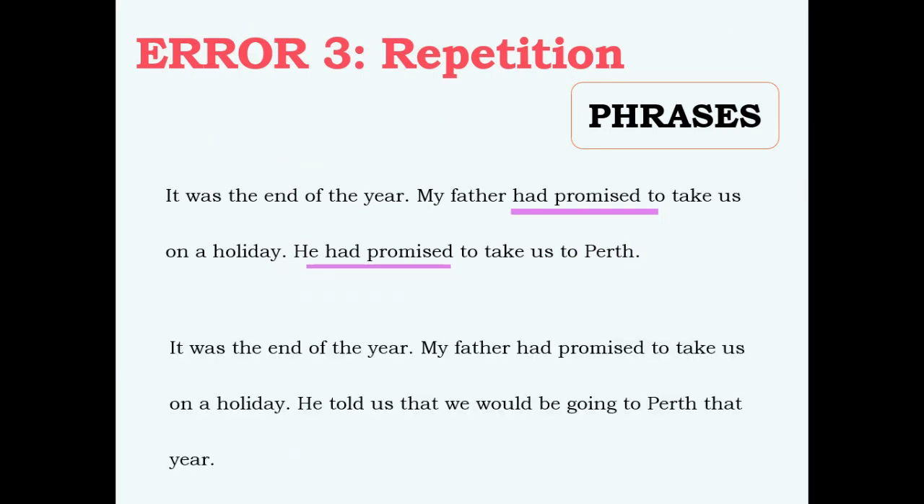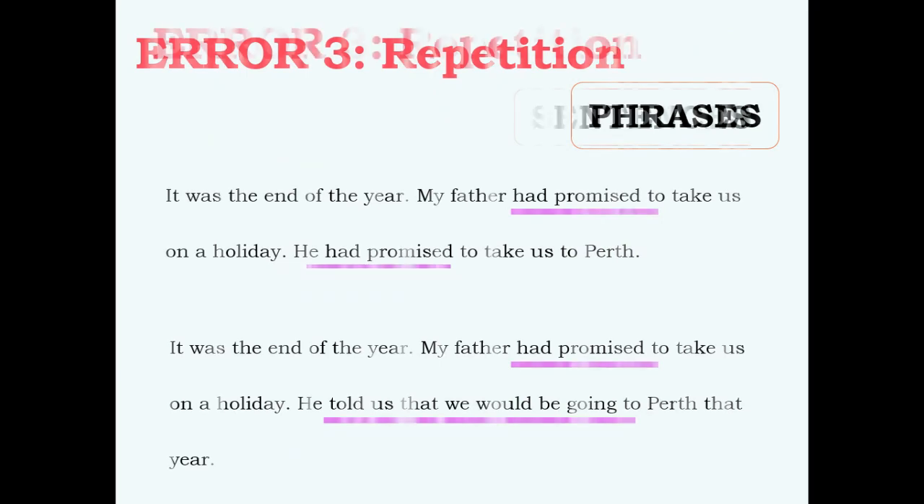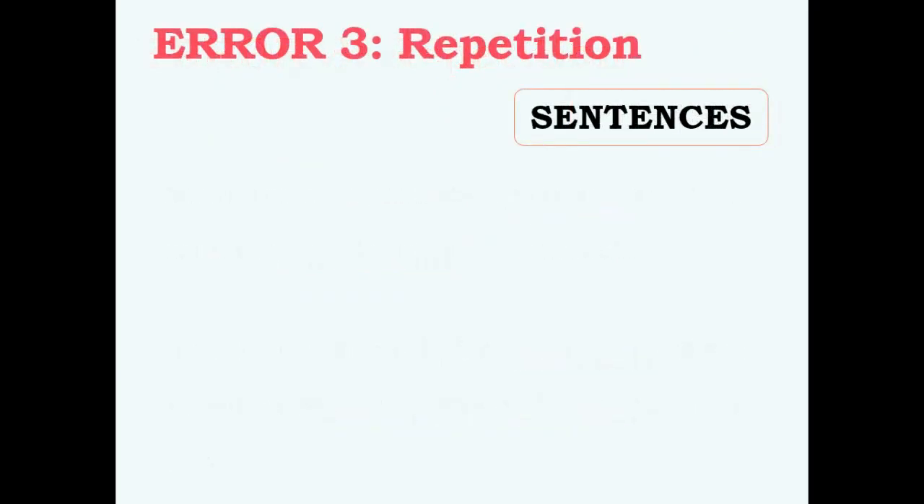So for example, it was at the end of the year. My father had promised to take us on a holiday. He told us that we would be going to Perth that year. So I varied it. I just said, instead of saying he had promised, he told us. So it's different. Okay, so that is phrases.